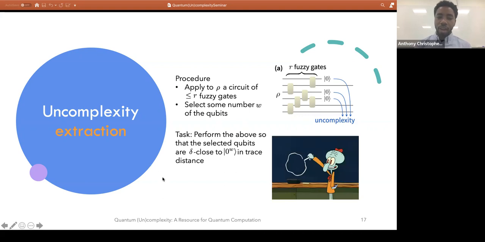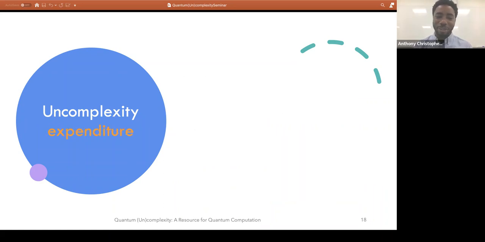We perform the above, and we have some parameter delta greater than or equal to 0. The task is to perform a set of fuzzy gates and to choose an appropriate subset of W qubits that will give us a state that is delta close in trace distance to the all 0 state, 0 to the W. Importantly, it doesn't need to be exactly that state, it just needs to be relatively close. That's the purpose of the picture on the right, some approximation to the circle I mentioned before.